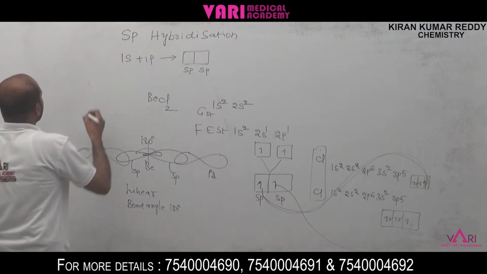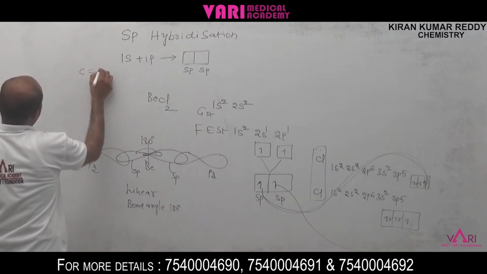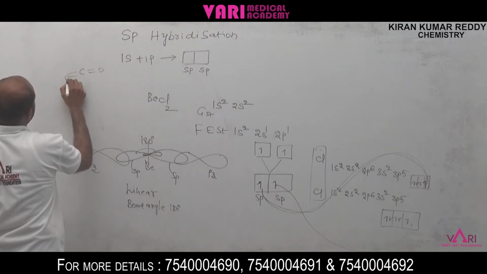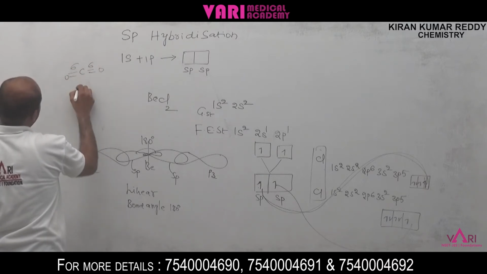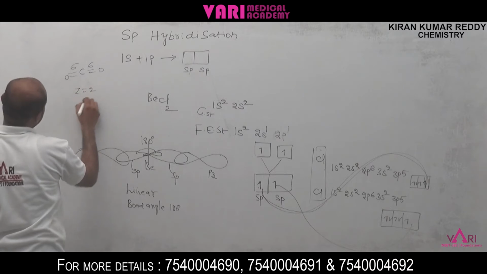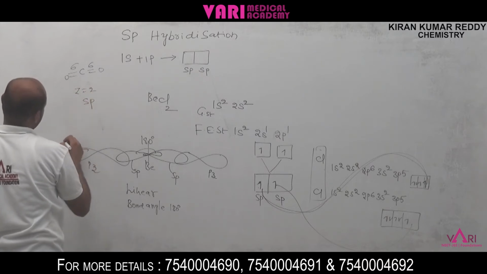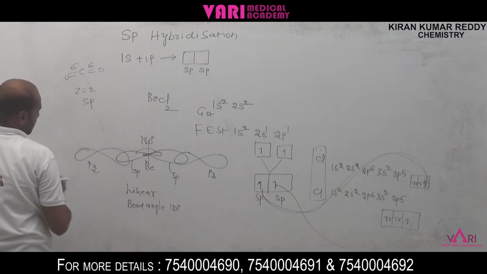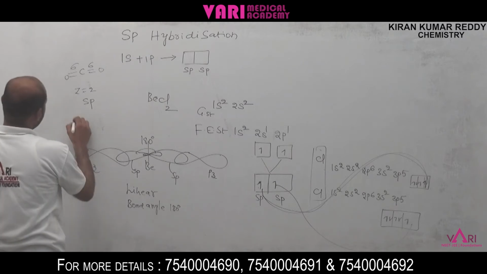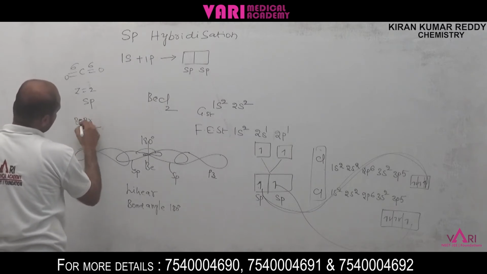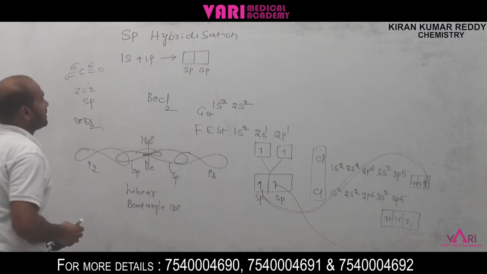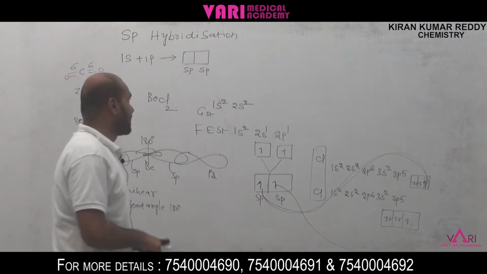If you take the hybridization of CO, what is the hybridization? The number of sigma bonds is 1, plus 1 lone pair, so Z is equal to 2, which is sp hybridization. This is also a linear molecule. Beryllium chloride, BeBr2, also has a linear arrangement. These are examples of sp hybridization.